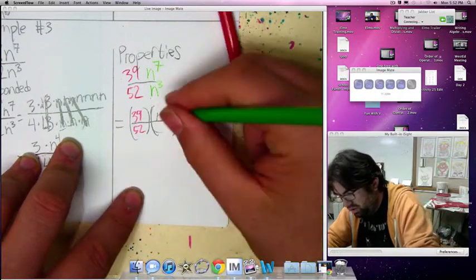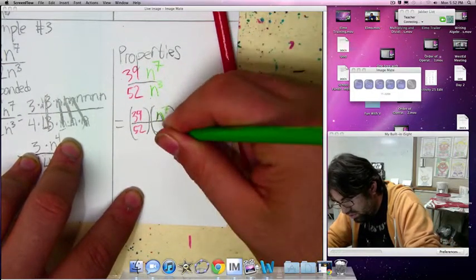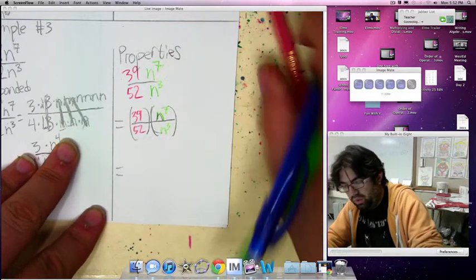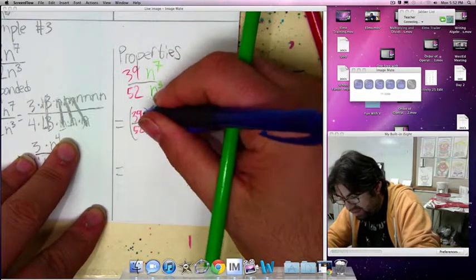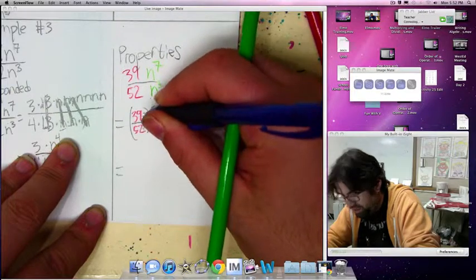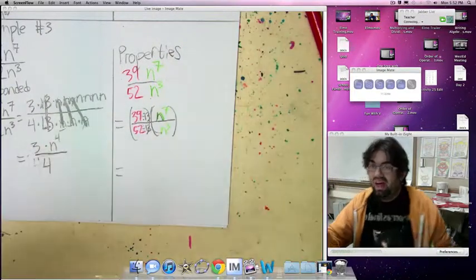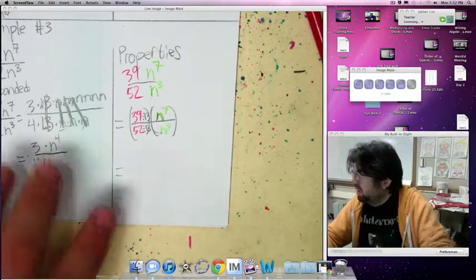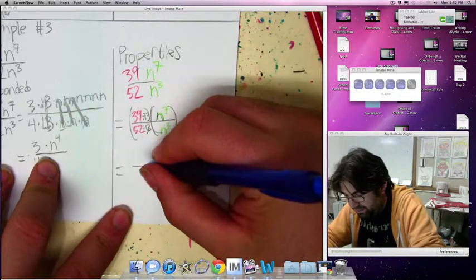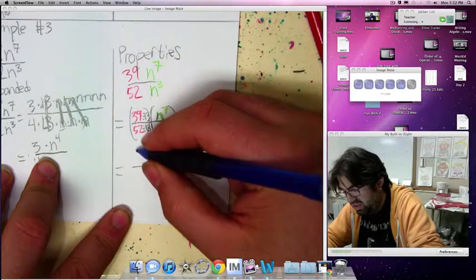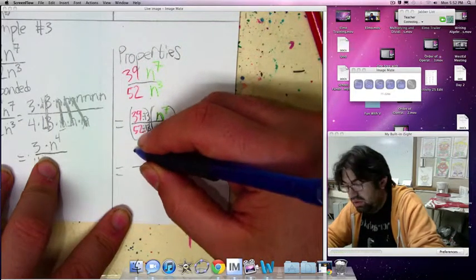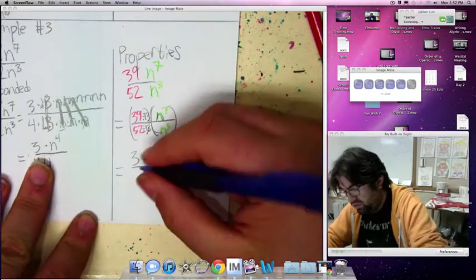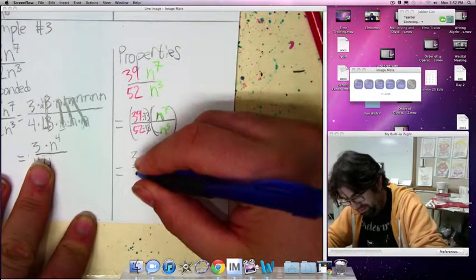Where's my green? Equals. Here we go. I am dividing the top and bottom of this by 13 because I know what the multiples of 13 are. 39, and I'm going to have my divide line. 39 divided by 13 is 3. And 52 divided by 13 is 4.